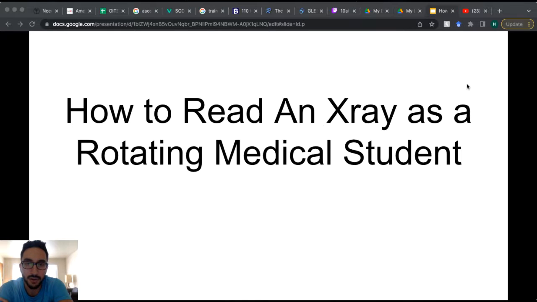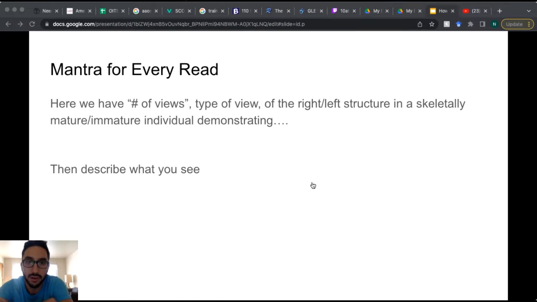So this is targeted towards third and fourth year students. Third years definitely interested in ortho. Fourth years either about to go on auditions or currently on auditions. So let's get into it. Really, you want to have a mantra that you say every single time you read an X-ray.